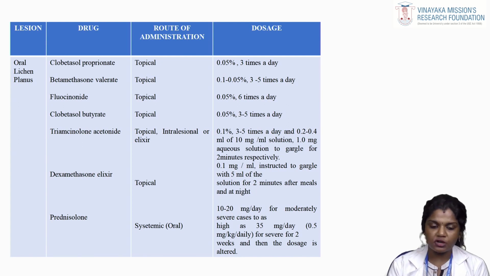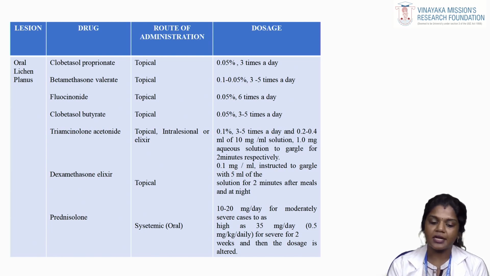So, under topical steroids, we have clobetasol propionate. They are used in the dosage of 0.05% 3 times per day. And betamethasone valerate, it is also used topically in the dosage of 0.1 to 0.05% 3 to 5 times per day. Fluocinonide, it is also used topically in the percentage of 0.05 6 times per day depending on the severity of the lesions, and clobetasol butyrate used topically 0.05% 3 to 5 times per day, again depending on the severity of the lesions.